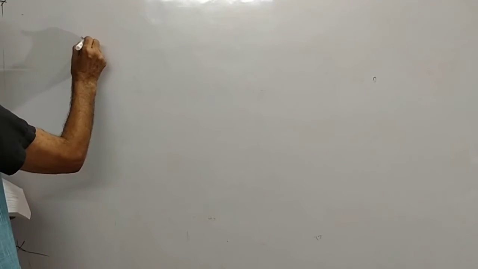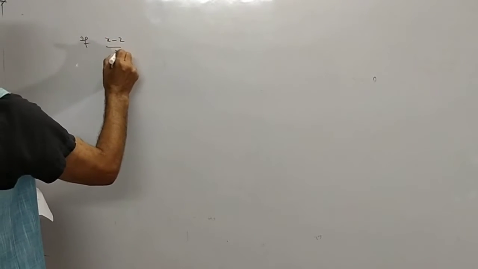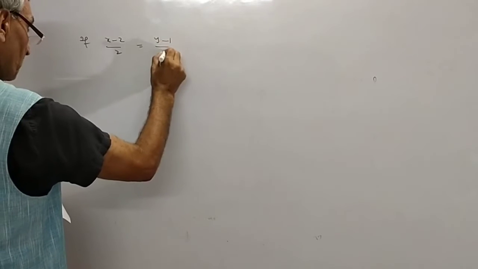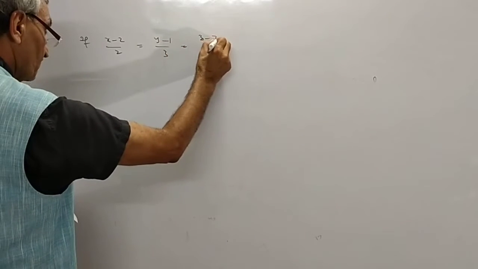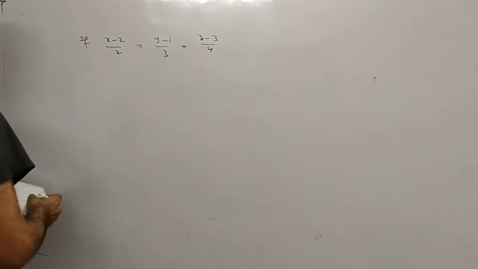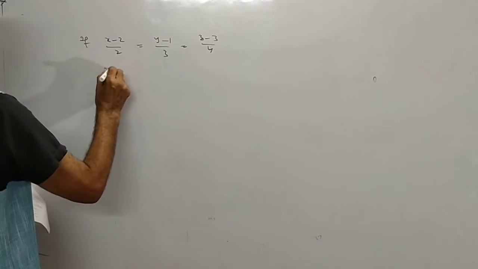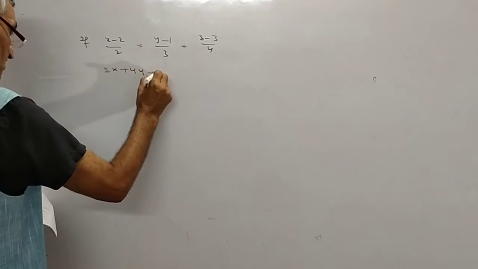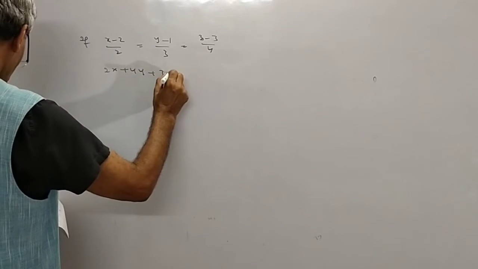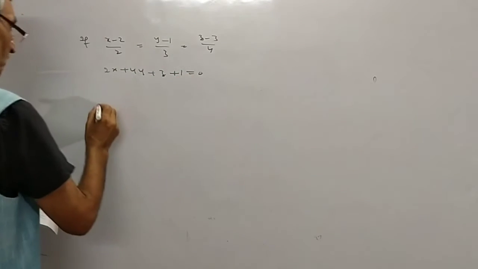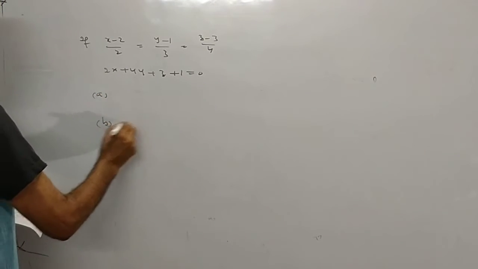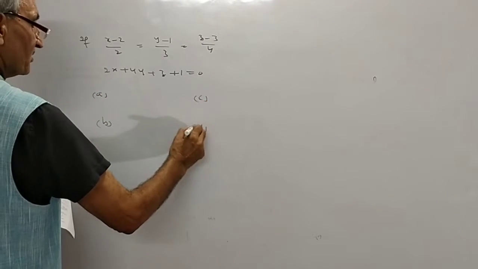if x minus 2 divided by 2 is equal to y minus 1 upon 3 and z minus 3 upon 4, cuts the plane 2x plus 4y plus z plus 1 is equal to 0. What point? He has mentioned the points.